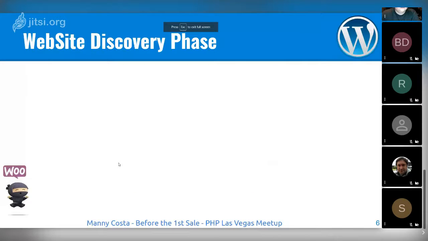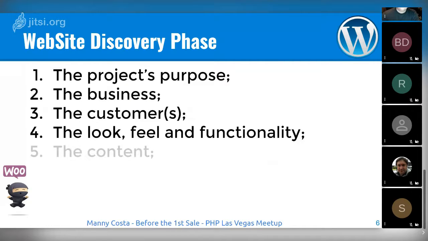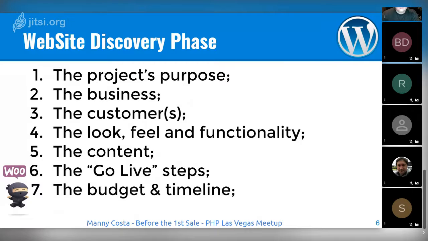So what I do with my clients, when they come to me, is an e-commerce discovery phase, not only a website discovery phase, though it could be for a website too. I break down that problem into 7 main categories: the project, the business, the customer, I mean my customer's customer, the look and feel and functionality, the content, the go live steps, the budget, and the timeline. And I'm gonna go into details on each one of those.